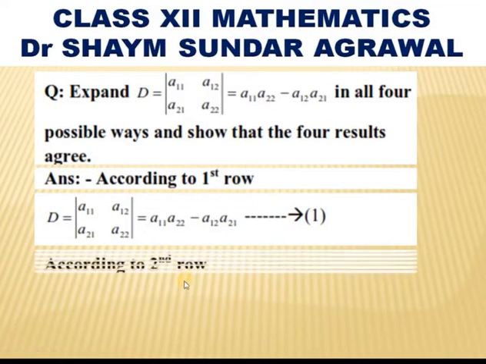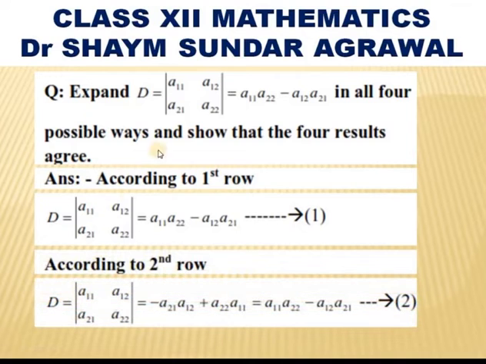as we know. Now, according to second row, means A21 lies on second row and first column. So, minus 1 to the power 2 plus 1 is minus 1. So, it is minus A21 into A12 plus A11 into A22. See here how to put plus sign and minus sign.